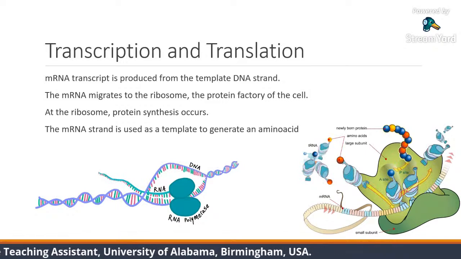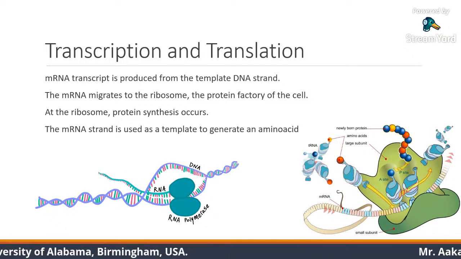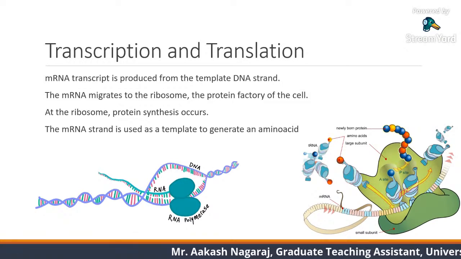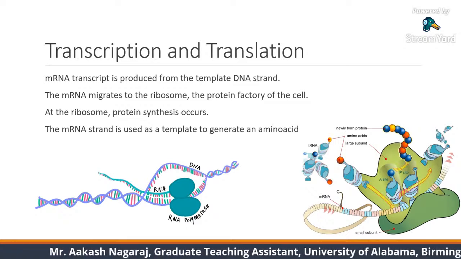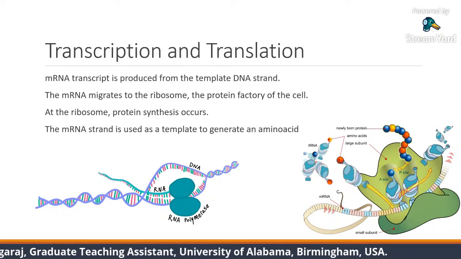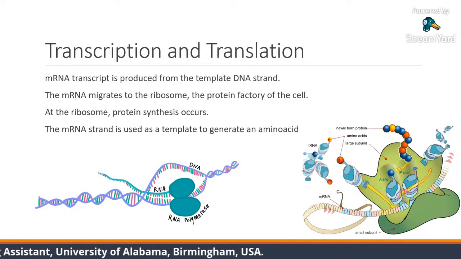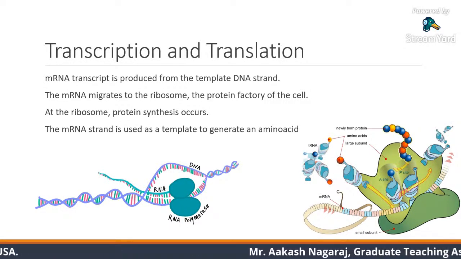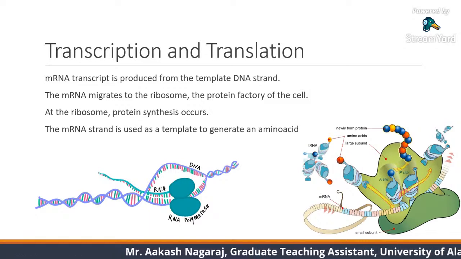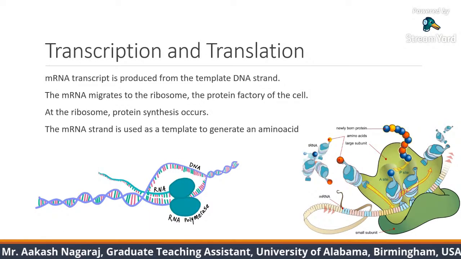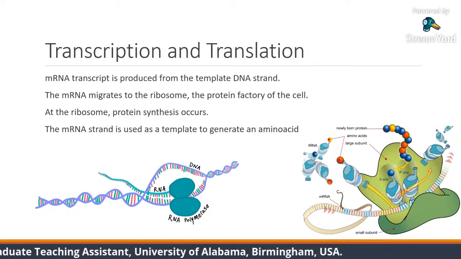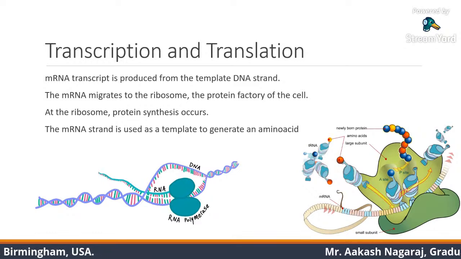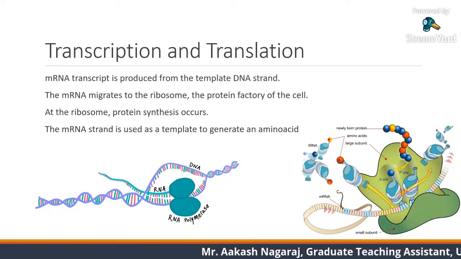So the 2 strands are uncoiled by an enzyme, and then an enzyme known as RNA polymerase reads through the template strand, and that produces a messenger RNA strand. And then the messenger RNA strand, which is produced in the nucleus, migrates to the ribosome. So the ribosome is the protein factory of the cell. That is where all the proteins of the cell are produced, and that is where protein synthesis also takes place.